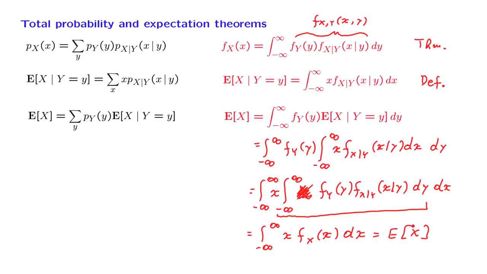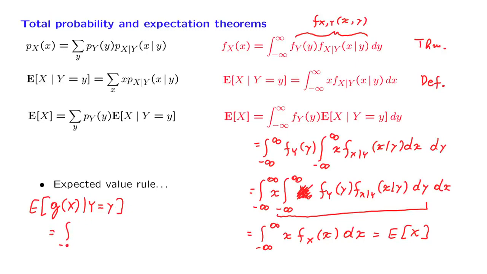Finally, we have various forms of the expected value rule which barely deserve writing down because they're exactly what you might expect. Consider, for example, an expression such as this one, the expected value of a function of the random variable x, but conditioned on the value of the random variable y. How do we calculate this quantity? Well, the expected value rule tells us that we should integrate g of x times the density of x.